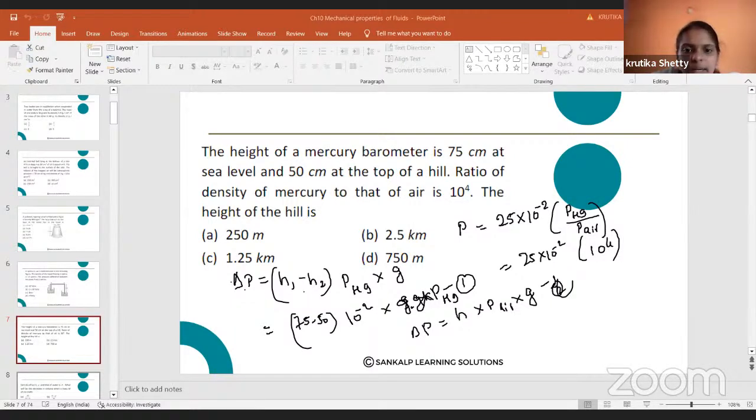Who all are there? I hope you are understanding the solution here. Equate equation 1 and 2. This is delta P, this is delta P. Equate them, and when you equate you get this. H is equal to 25 into 10 raised to minus 2 rho of mercury upon rho of air. The value of rho of mercury upon rho of air is given. So substitute, you will get H is equal to option B, that is 2.5 kilometer. Okay. Yes. Let us go to the next question.